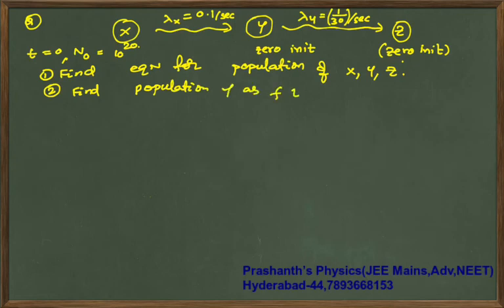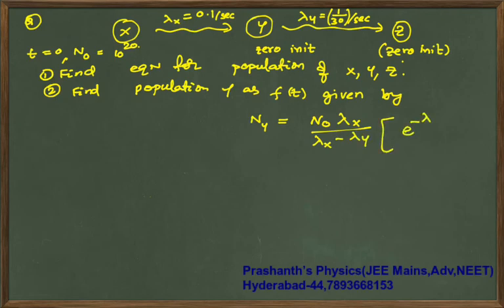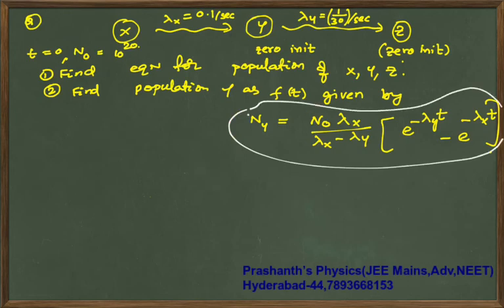as a function of time, given by, according to the previous formula I think, n0 times lambda x by lambda x minus lambda y times e power minus lambda y into t minus e power minus lambda x into t. You should get this. Basically this derivation, if my formula is correct, you should get this. This is the correct formula I suppose. So come on, give this a try. Try answering this question.